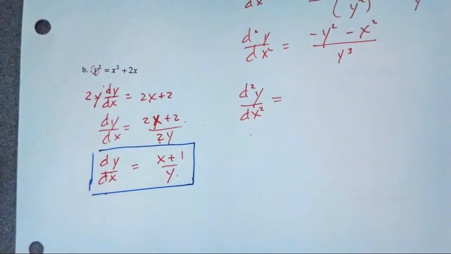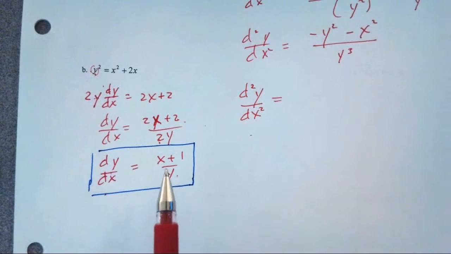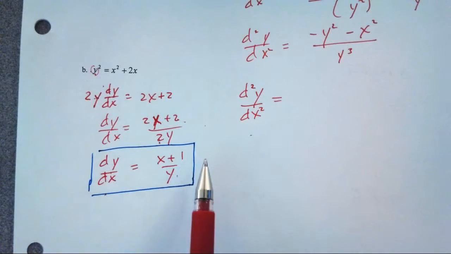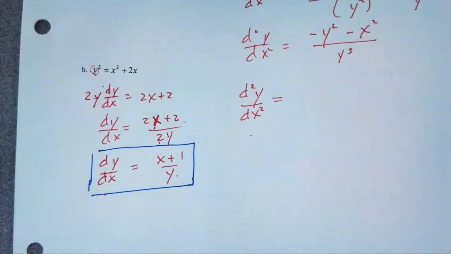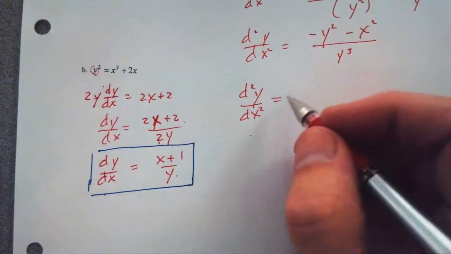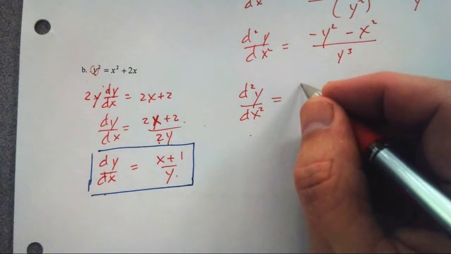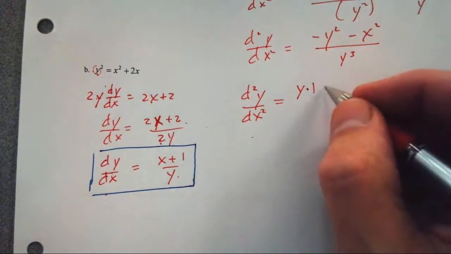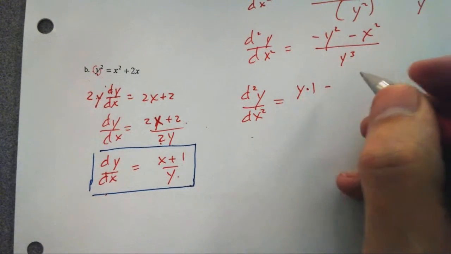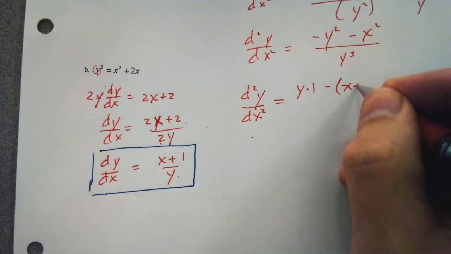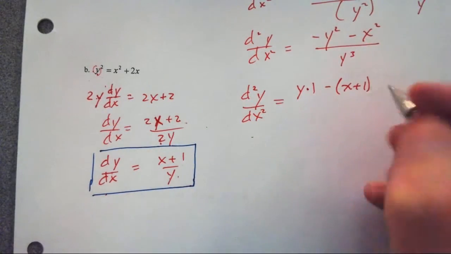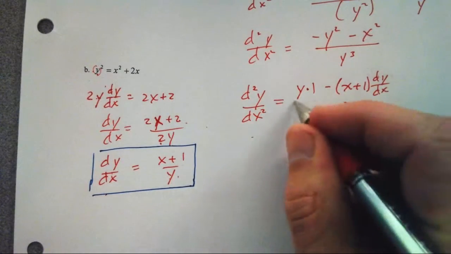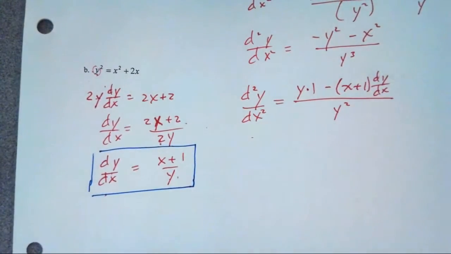And again, if you don't like quotient rules, there are so many ways around it. I could make this (x plus 1) times y to the negative first and deal with the chain rule instead if I need to. But I'm going to go ahead and quotient rule this. Low d high, derivative of high is just 1, minus high, all of high, times derivative of low, dy/dx, all on the square of the thing below. Low d high minus high d low, all on the square of the thing below.